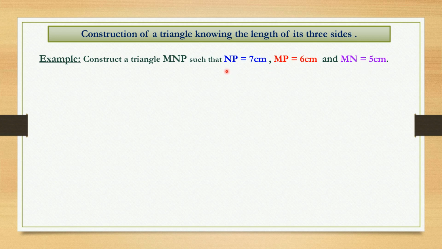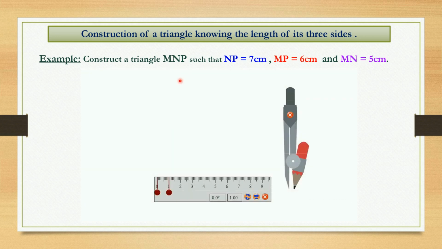So here they gave us the length of the three sides of this triangle MNP. So let's watch this animation showing us the steps of construction. So here the two instruments needed are a ruler and a compass. Why do we need a compass? Now we will see why.